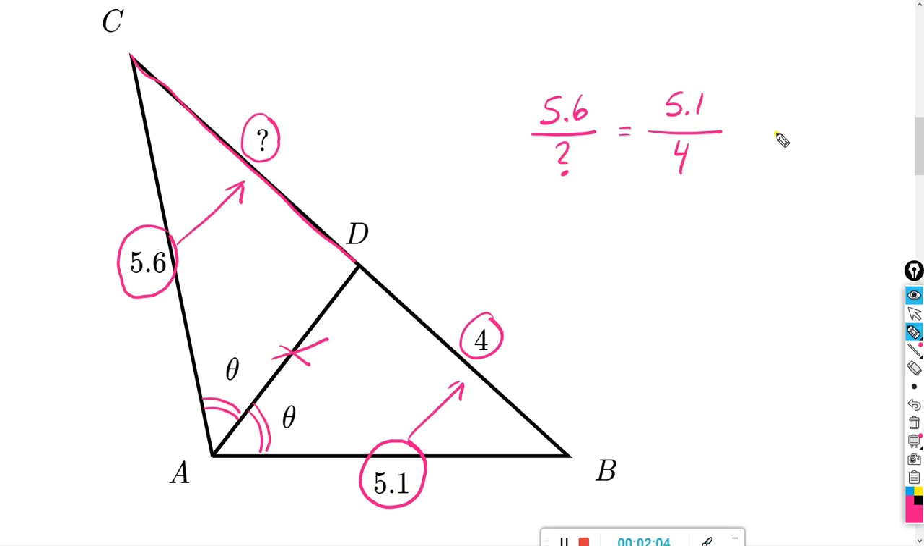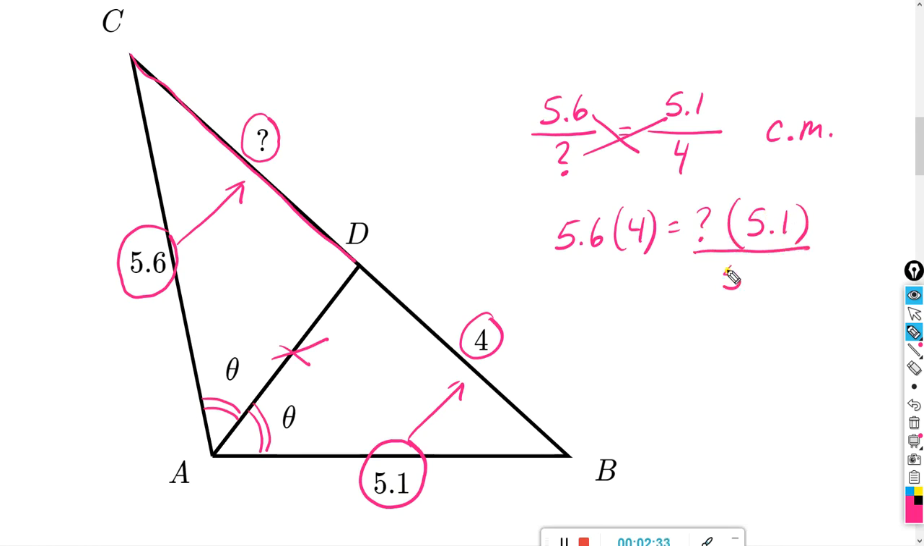And solving for the question mark, you want to cross multiply. So top times bottom, 5.6 times 4. And that's going to equal bottom times top, question mark times 5.1. Solving for the question mark, the opposite of times 5.1 is divided by 5.1. So you want to do the same thing to both sides, and it cancels on the right. And this right here I'm going to do on the calculator.